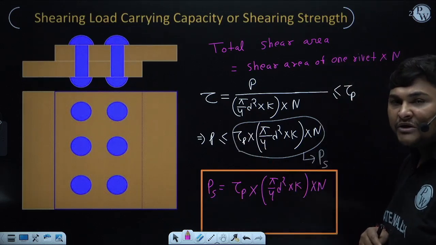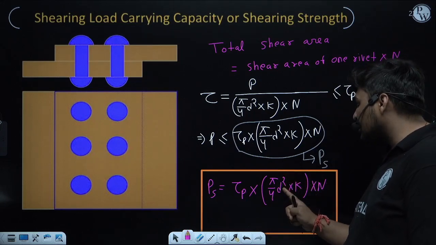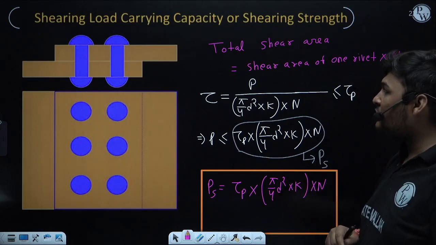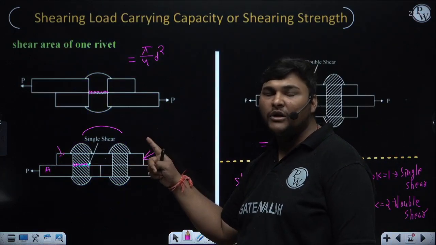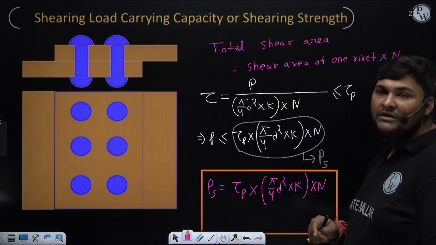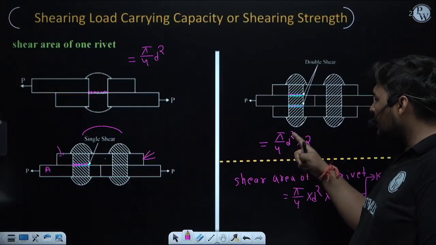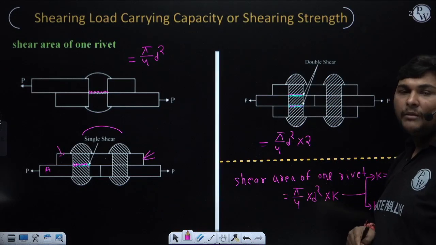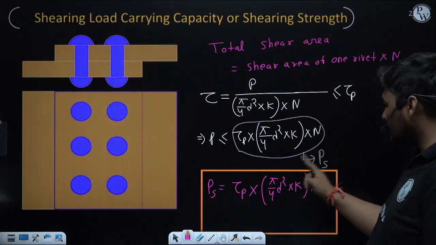Now, what will be the expression of total shear area? First, write the shear area of one rivet. It will be pi by 4 d square into k, where k is 1 for single shear. Generally for lap joint or single strap butt joint, one rivet will be subjected to single shear. k is equal to 2 for double shear. Generally for double strap butt joint, one rivet will be subjected to double shear, into number of rivets per plate. Okay, so it is total shear area.